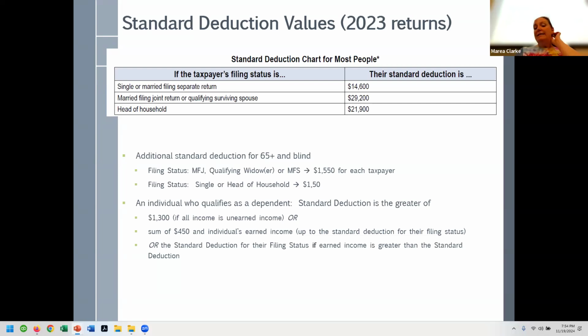If somebody qualifies as a dependent, they still do get a standard deduction, sort of. It is either the greater of $1,300 if they have no earned income, or $450 plus all of their earned income if that's higher, up to the standard deduction for their filing status. All right, so even a person that is a dependent still gets a standard deduction. It just is not automatically that same large amount. It might vary a little bit. It could be the same, but it might not be.